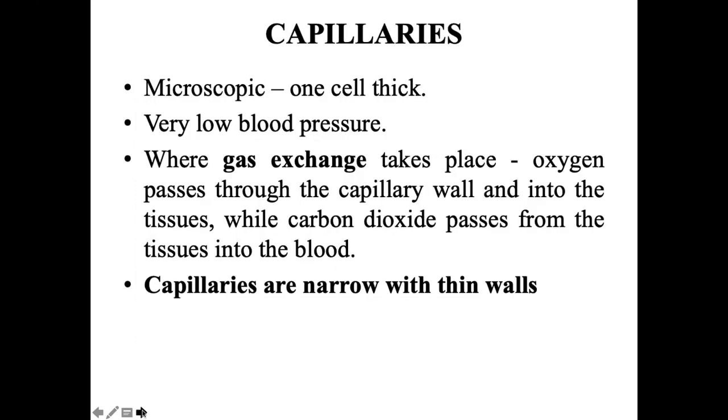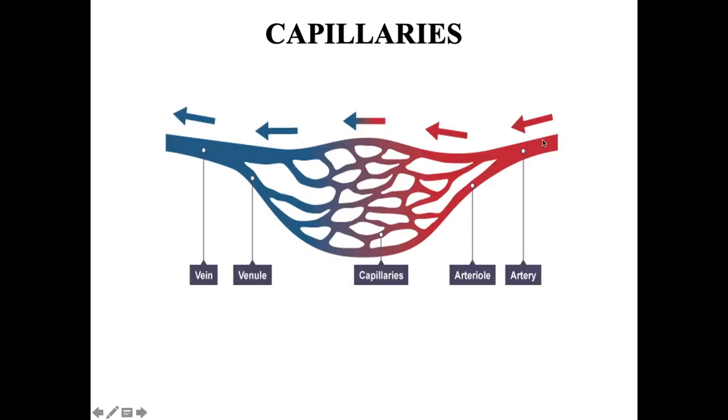Capillaries. Capillaries are one cell thick vessels, and the blood flows under very low pressure over here. It is a place where gaseous exchange takes place. The oxygen passes through the capillary wall into the tissues, while the carbon dioxide passes from the tissue into the blood. So exchange of gases takes place at the site of capillaries. Capillaries are very narrow and thin-walled. So easily you can see this is an artery. As it reaches our different cells and tissues, what happens?